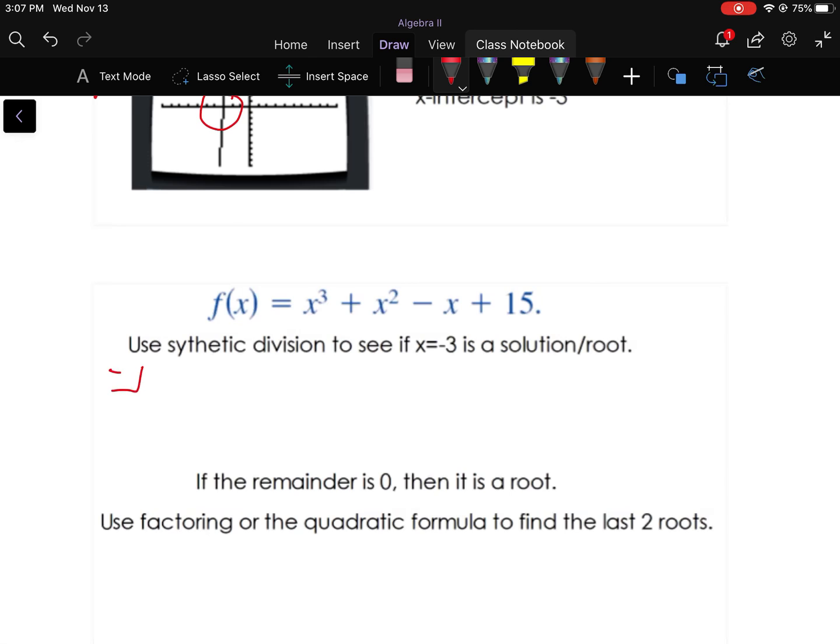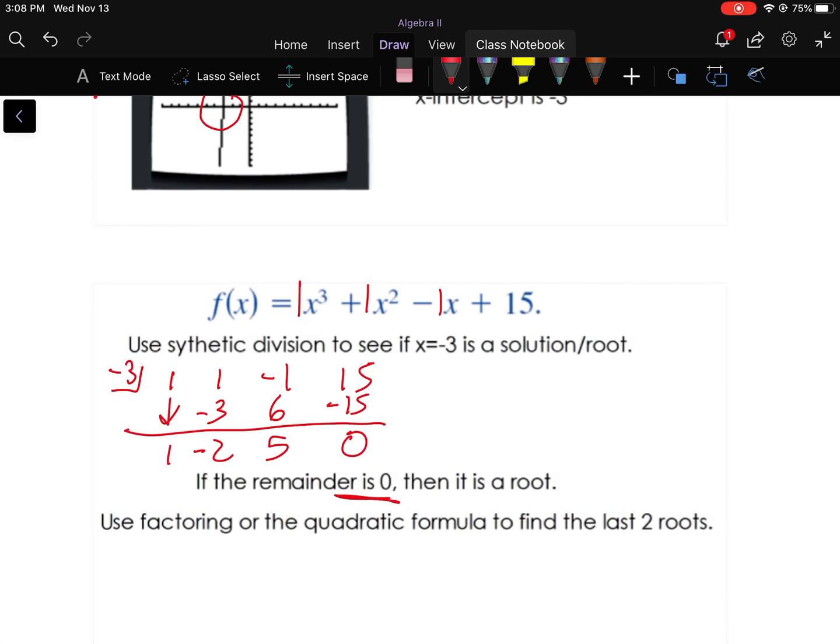I'm going to put negative 3 in and use synthetic division. So let's see, go through there: drop, multiply, add, multiply, add, multiply, add. And since I get 0, that means that answer is a root. So x is equal to negative 3 is one of my 3 roots. And again, I know there's 3 roots because of that cubic.